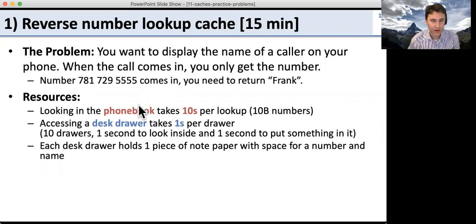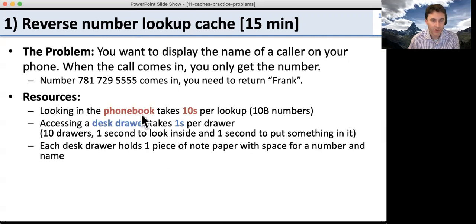You have some resources here. You have a phone book, which has 10 billion numbers and names in it. It takes you 10 seconds every time you go to the phone book to look up someone. And you have a bunch of desk drawers. You have 10 drawers, and it takes you 1 second to go into the drawer, 1 second to look inside it, or 1 second to put something in the drawer. Each of these desk drawers can hold only 1 piece of note paper, and there's space for a number and a name on that 1 piece of paper.